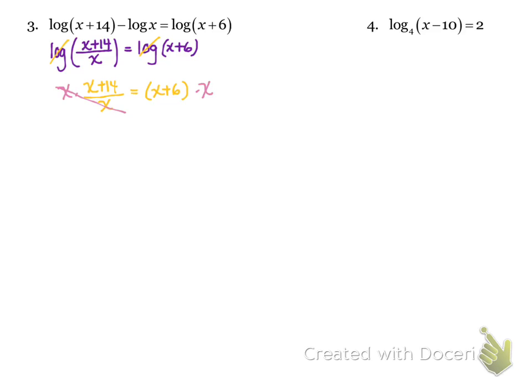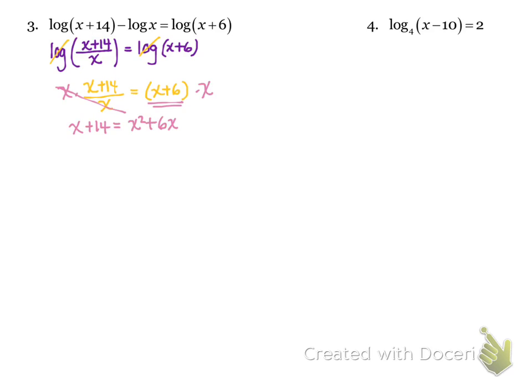cancels out over here. Notice how I kept my parentheses over here because we will have to distribute. And we'll have x plus 14 equal to x squared plus 6x. So now we have a quadratic. So that tells us we're going to have two solutions, and before we can solve a quadratic, we need to set it equal to 0.